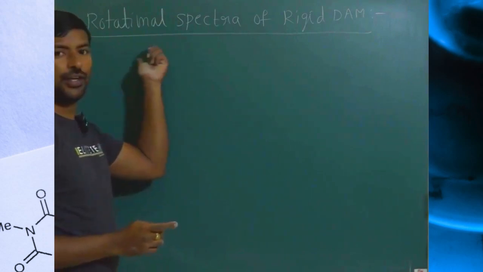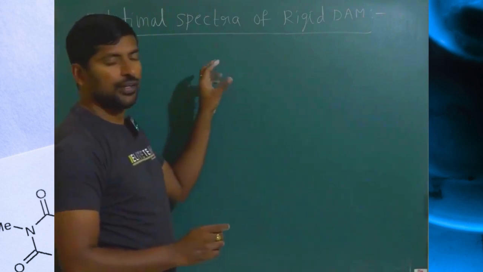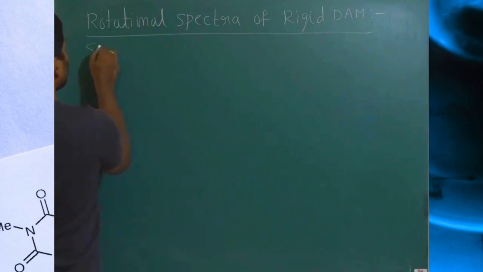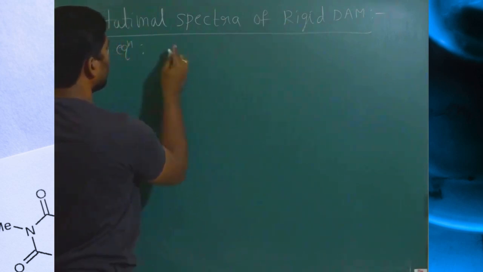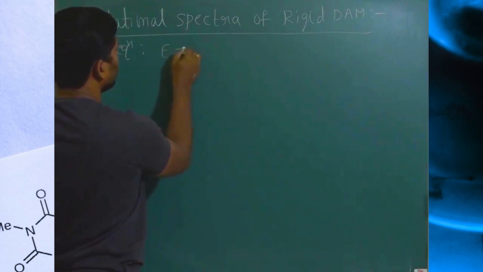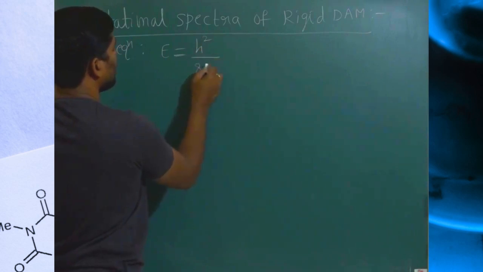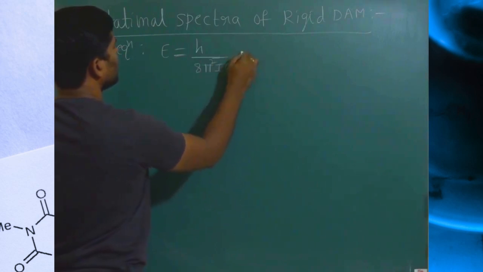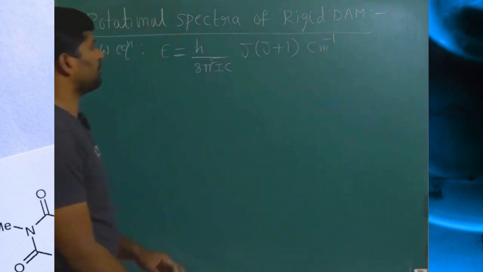Now we have to see the rotational spectra of a rigid diatomic molecule. First we have to see the various possible rotational energy levels that we can get by solving the Schrodinger wave equation. If you solve the Schrodinger wave equation for a rigid diatomic molecule, you will get the expression for energy as h by 8 pi square I c times J into J plus 1, in centimeter inverse.